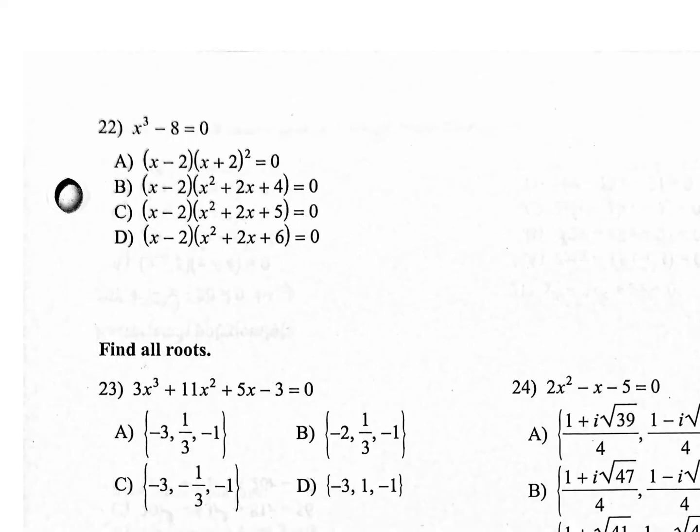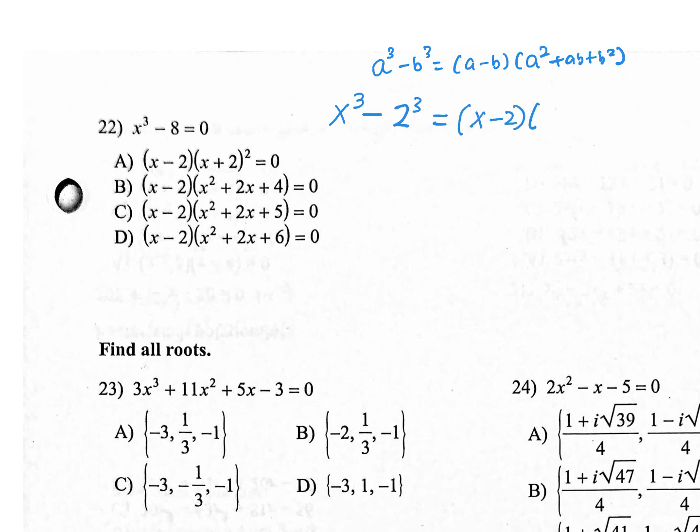Okay, we're going to factor x cubed minus 8. So remember the formula I shared with you? A difference of cubes is going to be a minus b, a squared plus ab plus b squared. So let me rewrite this. We have x to the third power minus 2 to the third. So what are the factors? Well, the first one is x minus 2. Remember, the first term is squared, so it's x squared plus 2x plus 4, right? So your answer is B.